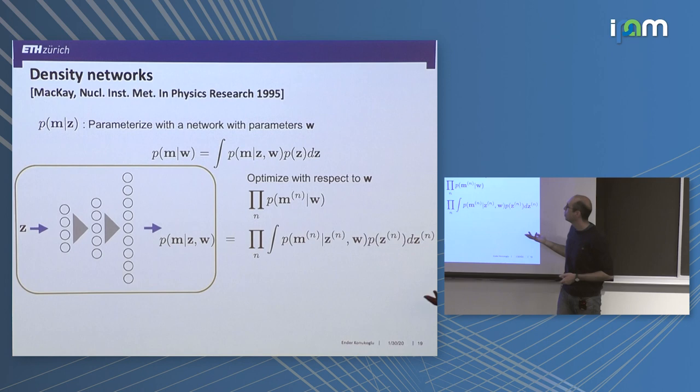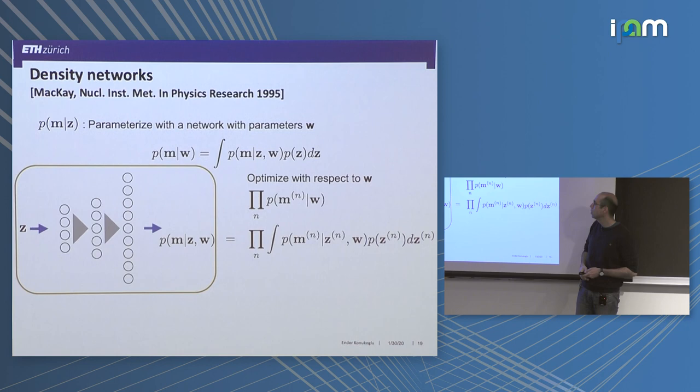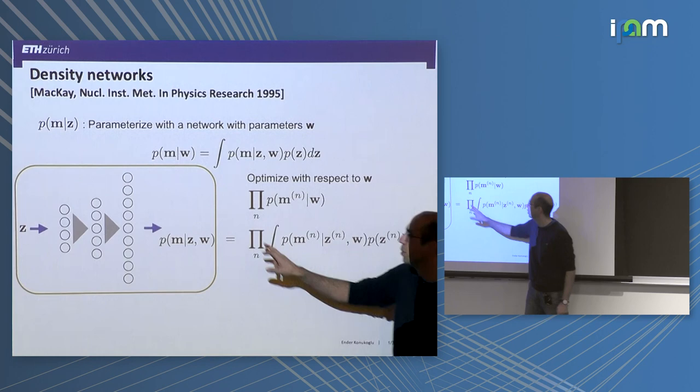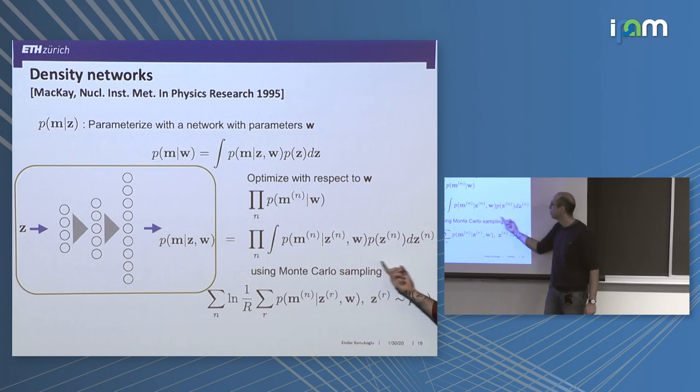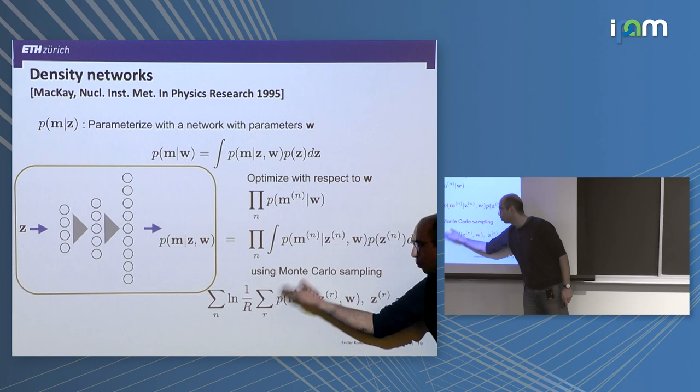So for example, I can simply optimize the joint likelihood of all the observations, assuming independence, right? The issue here is, well, each of these terms needs to solve this integral right here. So at the time, what he proposed was, you know what? I'm a physicist, I will just use Monte Carlo integration. That's quite easy. So he basically approximated these integrals using simple Monte Carlo integration and then optimized the double sum.